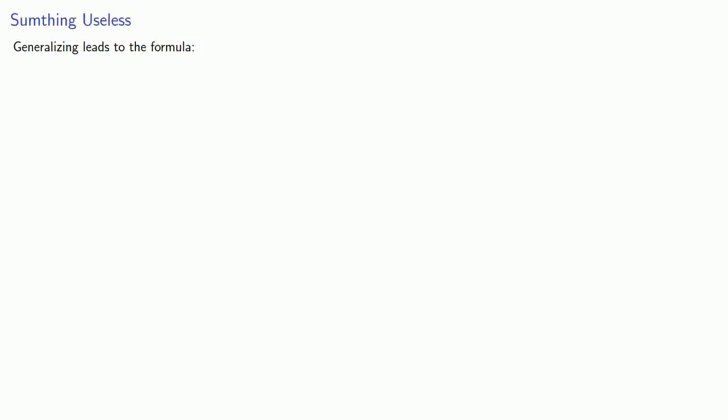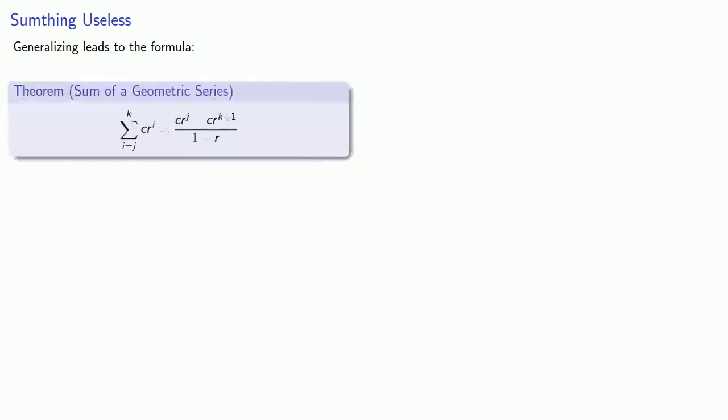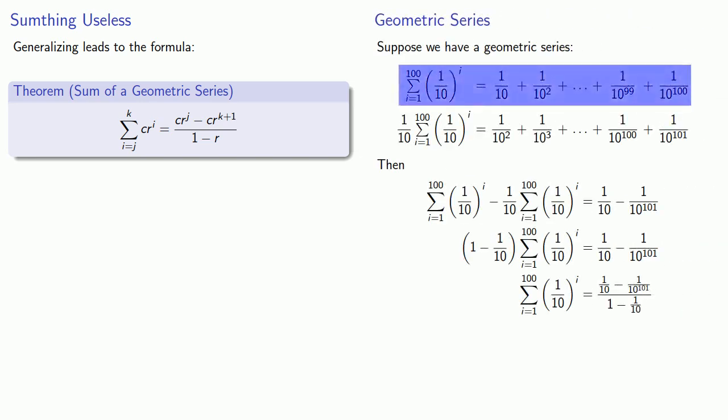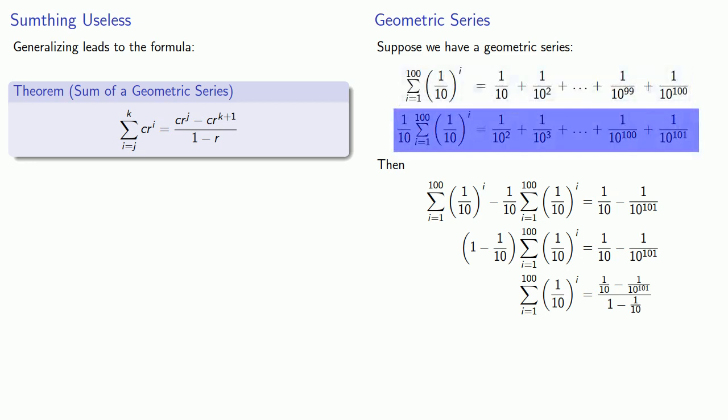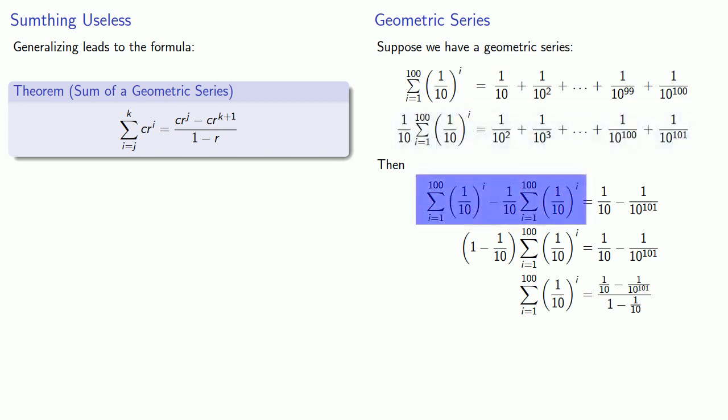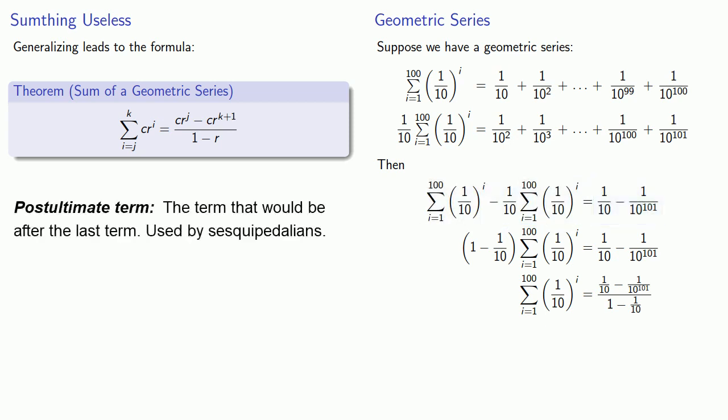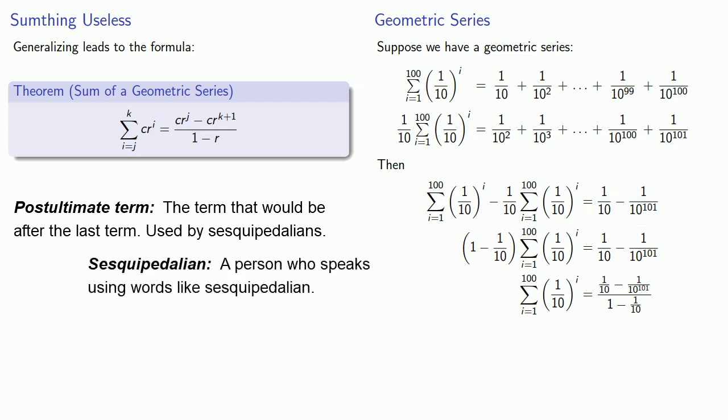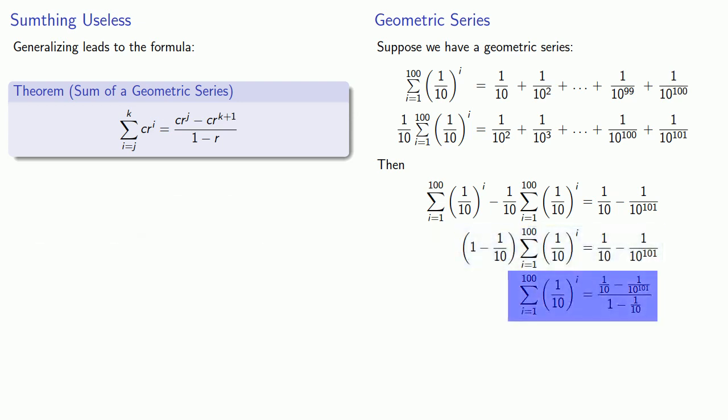And as with the sum of the arithmetic series, we get a formula that is more or less useless. Again, it's more useful to focus on the process that gave us this formula. We took our series, multiplied it by the common ratio, which essentially shifted all of our terms one space over. We then subtracted, which eliminated all but the first and the post-ultimate term, the term after the last one we actually wanted to sum. This then gave us a nice simple equation that we could solve for the sum of the series.